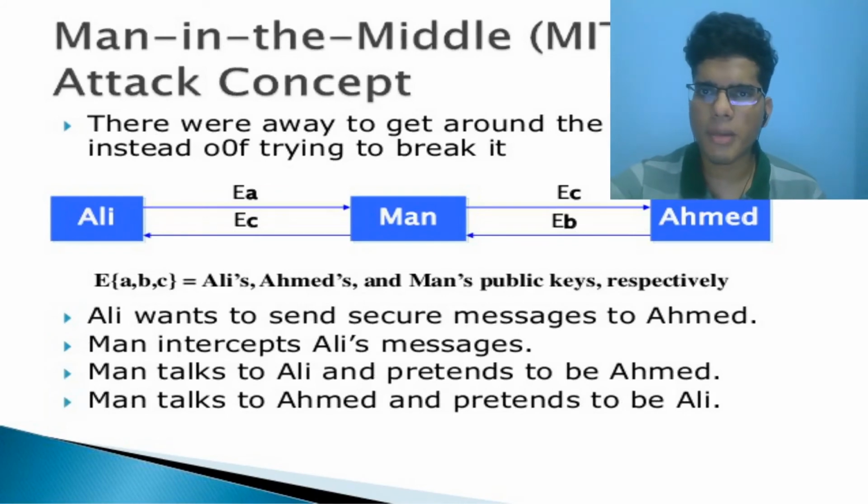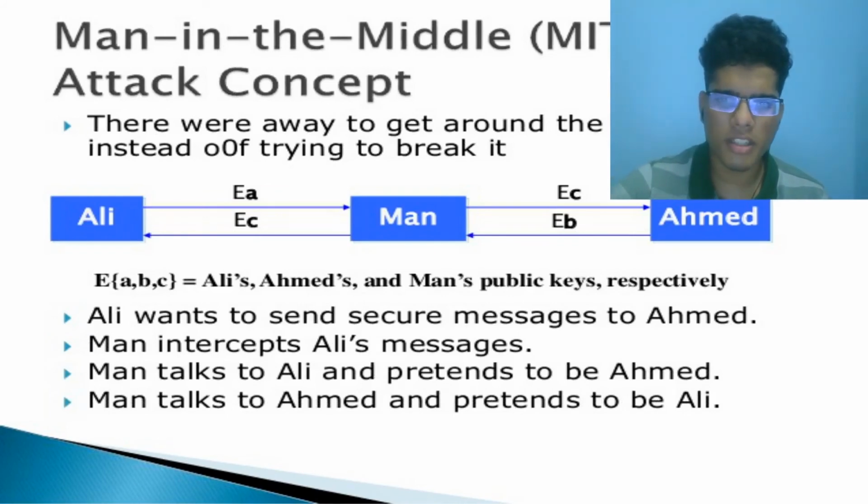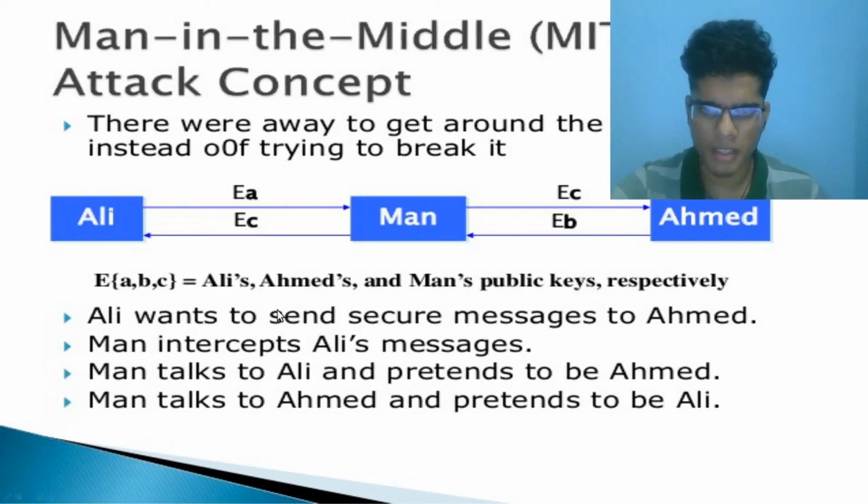In order to understand this man in the middle attack concept, let us consider a particular scenario in which we have three people: Ali, Ahmed, and man. Ali is a client, Ahmed is a server, and man is a third user or a hacker in this scenario. So the TLS SSL handshake begins with Ahmed sending his public key to Ali.